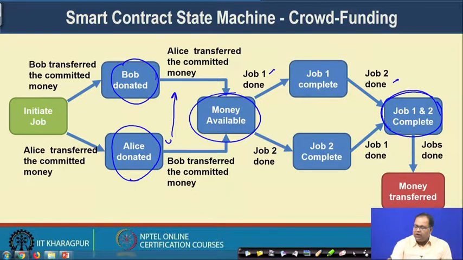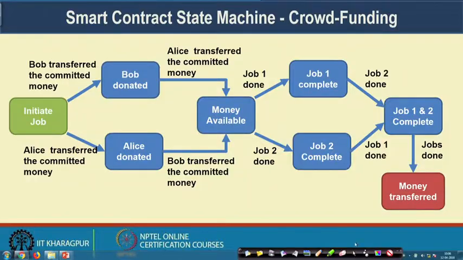So, once both jobs are done, your smart contract will transfer the money from the funders, which are here Bob and Alice, to the project proposal. Say if Eve has transferred that project proposal, the money will be transferred to Eve. So, that way you can represent a smart contract in the form of a state machine. Indeed, any algorithm you can represent in the form of a finite state machine.